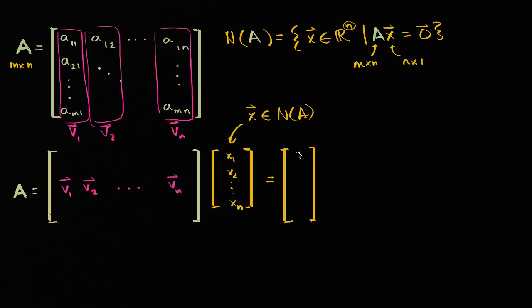Trying to draw my brackets neatly. So you're going to have m of these, 1, 2, and then go all the way to the mth 0. So let's actually just multiply this out using what we know of matrix multiplication.